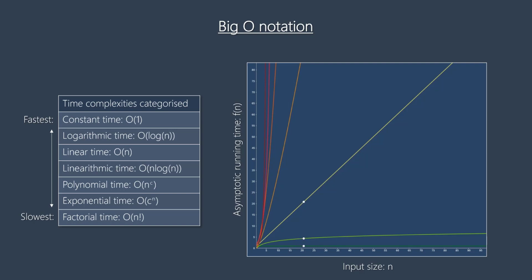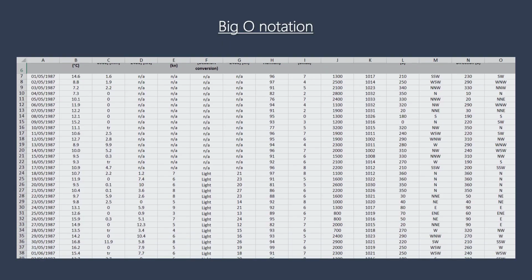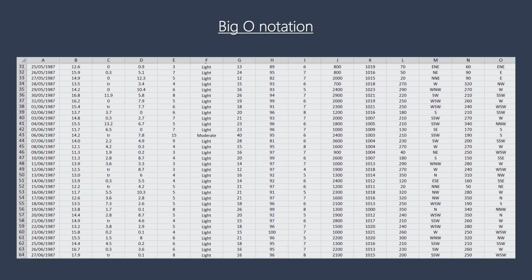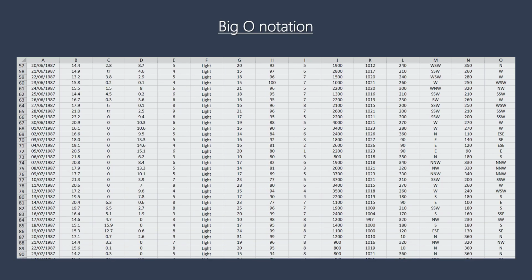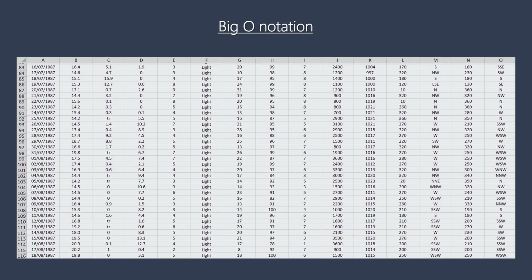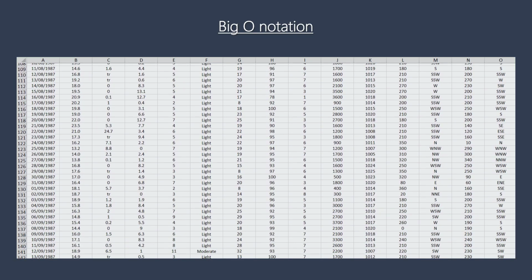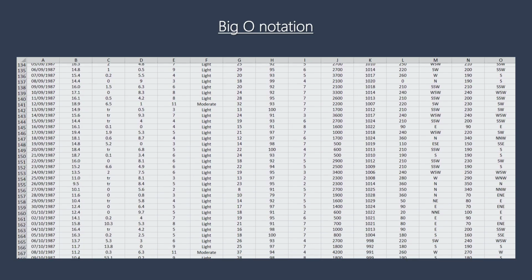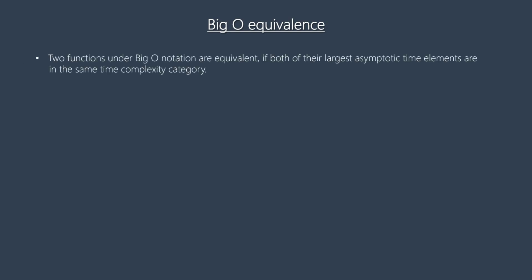We're considering these rates of growth when evaluating running times for these algorithms. Often we want to use computers to process data from a very, very large data set for whatever means. So, if we have an algorithm that does not scale well for larger inputs, then it won't be as useful in these situations. Now, since we're thinking about asymptotic running times in relation to the category they're in, we can draw some equivalences as follows. Two functions under big O notation are said to be equivalent if both of their largest asymptotic time elements are in the same time complexity category.